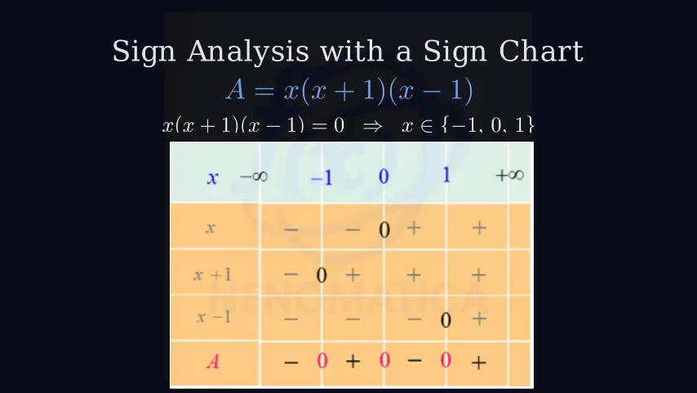Now, we will build a sign table. The top shows the breakpoints. The rows track the sign of each factor and the final product a. We'll fill it from left to right using the zeros we found.